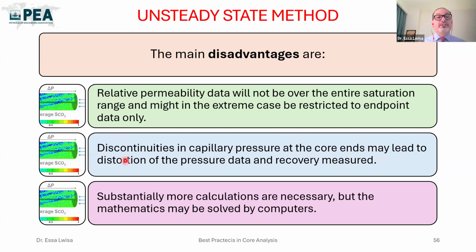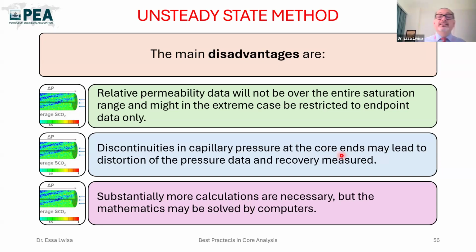Second, discontinuities in capillary pressure at the core ends may lead to distortion of pressure data and recovery measured. For this disadvantage, the core lab implemented the composite core flooding. Okay. Now, the third disadvantage is that substantially more calculations are necessary, but the mathematics may be solved by computers. So we have computers.